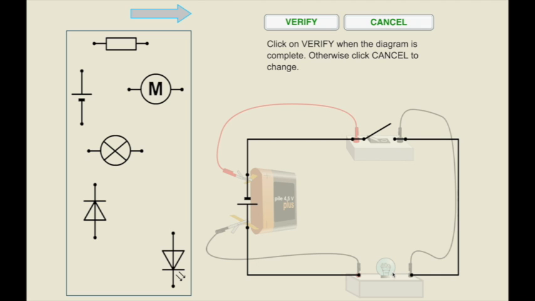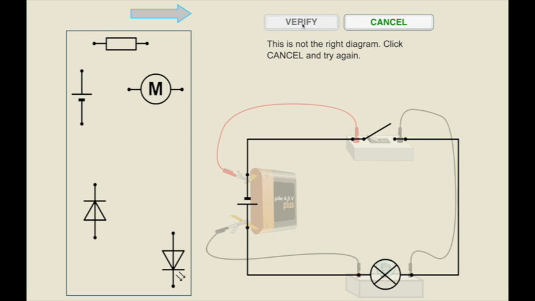And then here is our picture for the light bulb. You remember that it's not the M for a motor, but it's this X symbol. And we'll drop that in right here as well. Now, once you have these three, we can click verify to see if we did it correctly. And notice it says this is not the right diagram. Click cancel to try again.